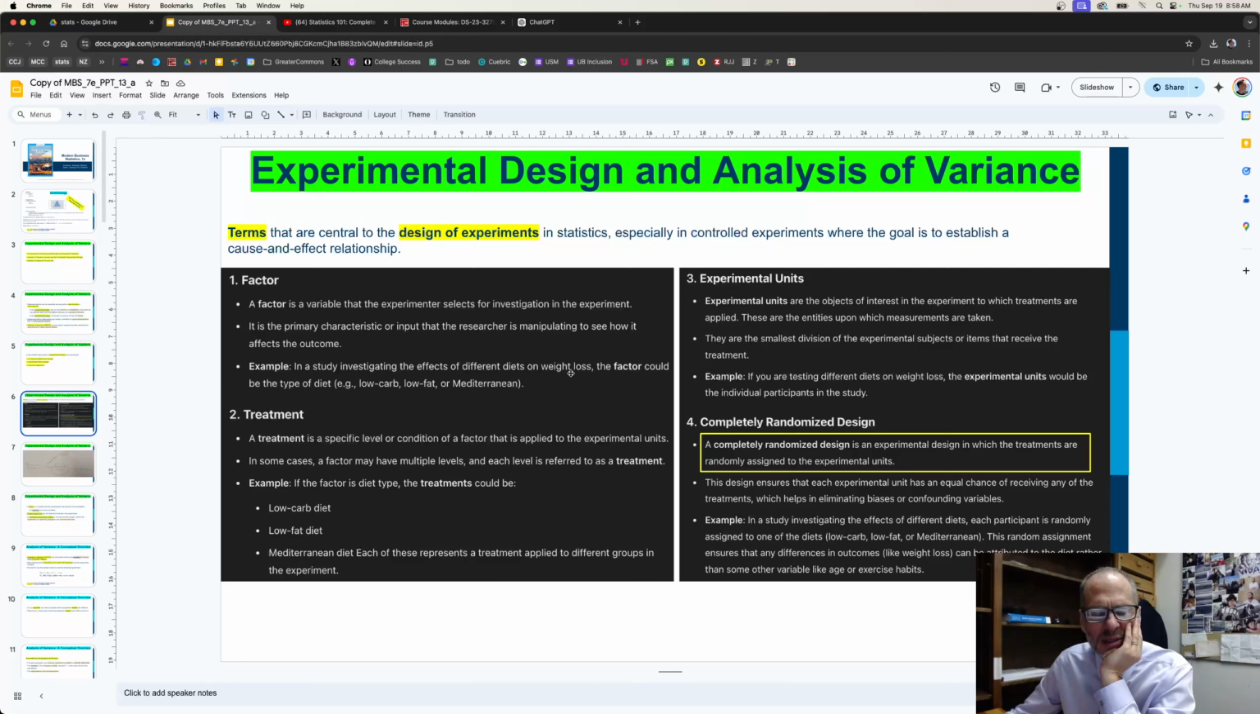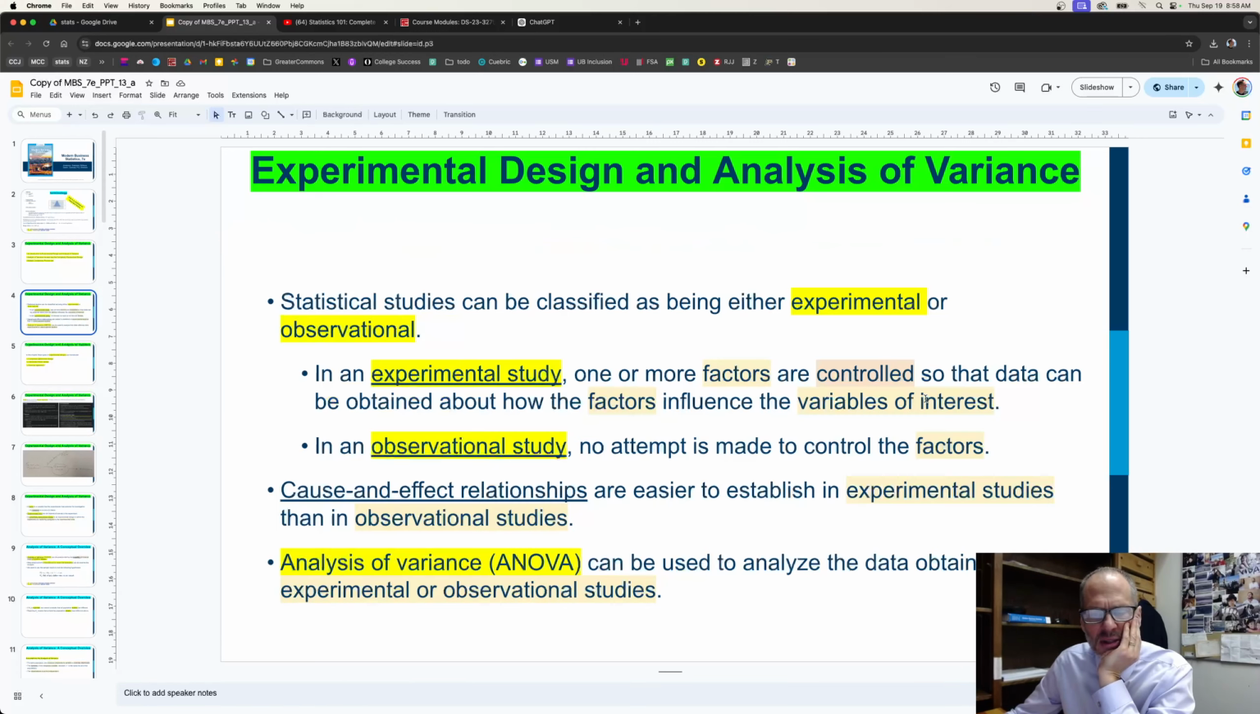We'd see how changing the factor, the treatment, the diet, and assigning randomly, so we have a completely randomized design, different treatments to different experimental units, we would see how different diets help individuals, people, our experimental units, realize this variable that we're interested in, which is weight loss, okay? So again, learning the language of statistics, the terminology, a lot of jargon in statistics.